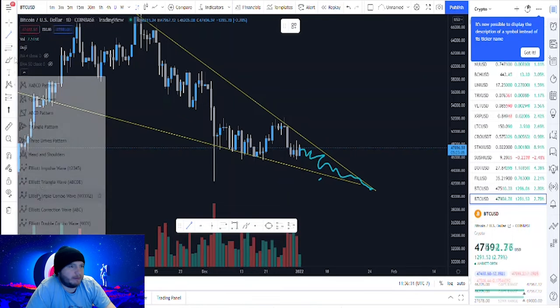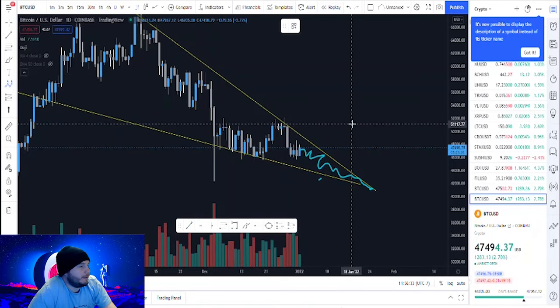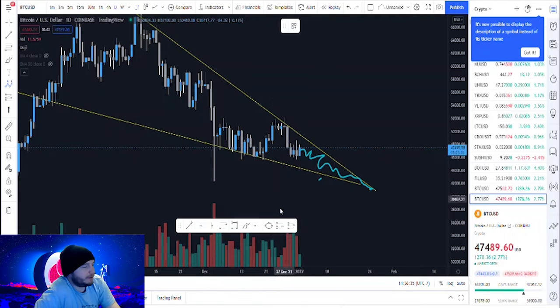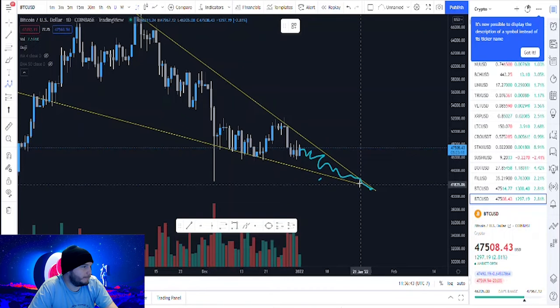Let's see here, and we'll go Elliott wave. What I see price doing is coming around something like this. Once it comes to this point, it's probably going to drop a little.